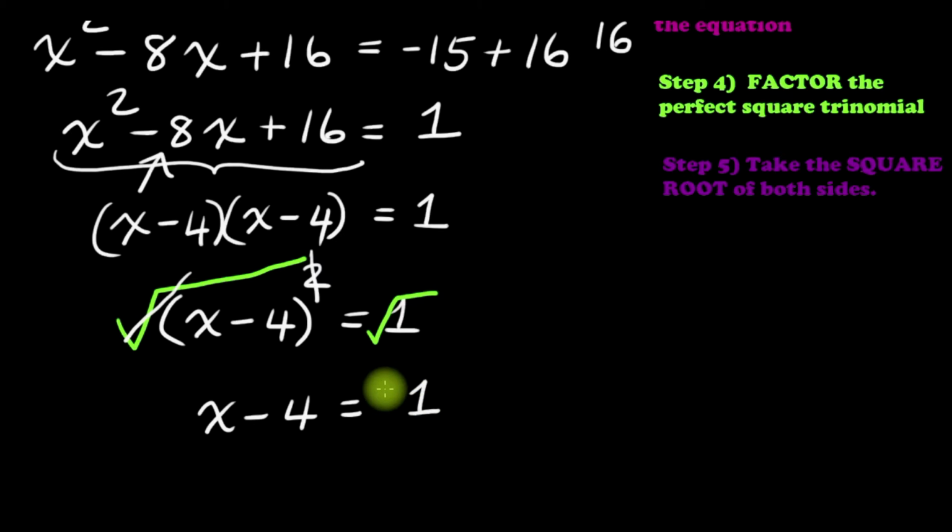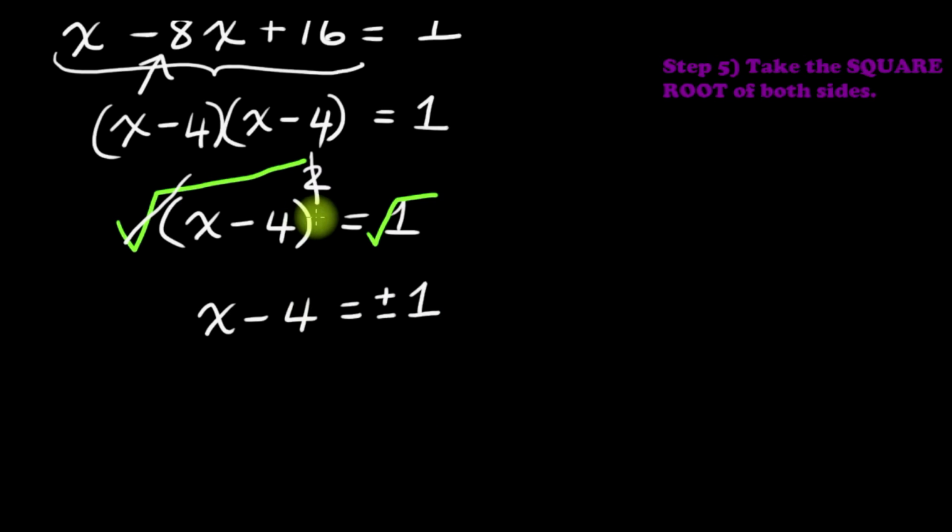But you're going to need to make this a plus or minus 1. When you take the square root of 1, you get 1, but it's going to be plus or minus 1. So anytime you're getting rid of the square, think about it: if you square 1, you get 1, but if you square negative 1, you also get 1. So that's why you need that plus or minus. So you need a positive 1 and a negative 1. All right, so that's step number 5.